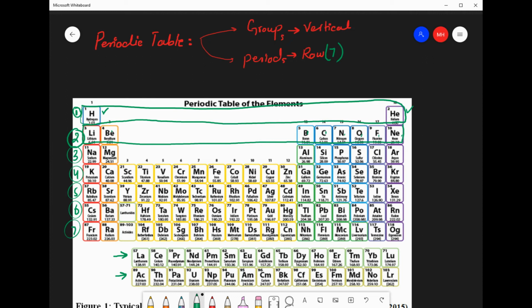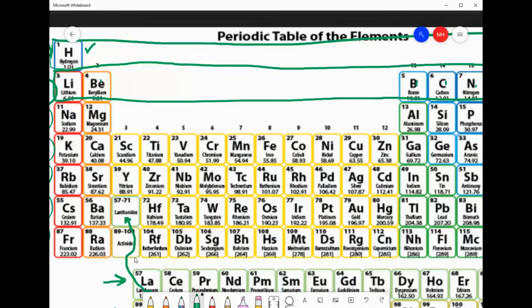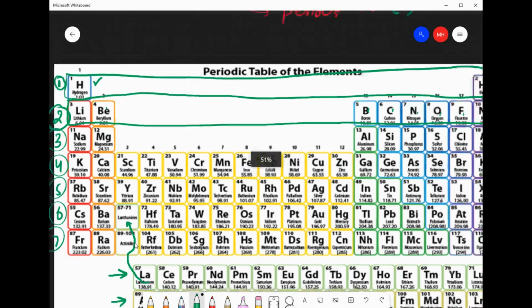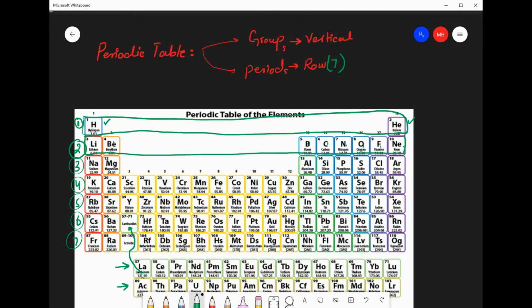Now these lanthanides and actinides are actually part of this area. Can you see lanthanides written here if I just zoom in? Can you see it's written here? And actinide is written here. So their real place is here, but they are placed down there. Do you know why?